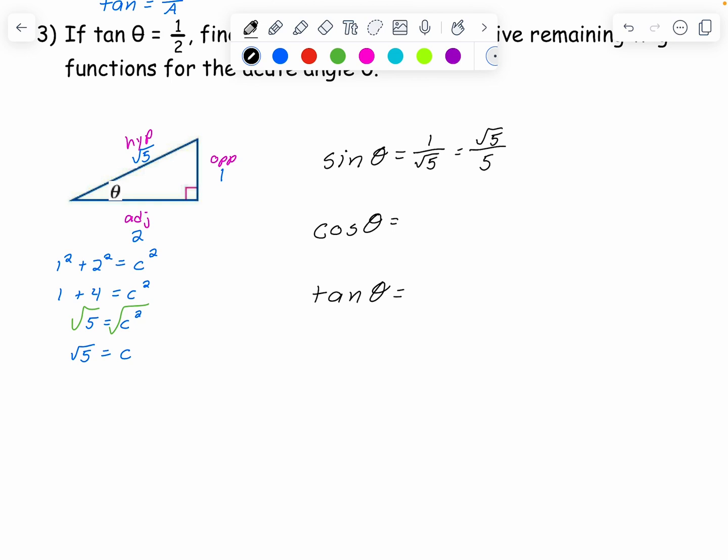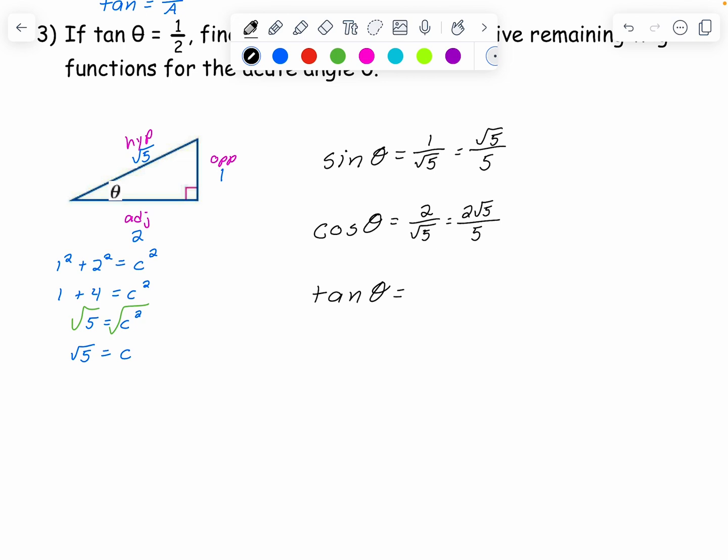Then for cosine, that is adjacent over hypotenuse. So our adjacent is 2. That goes over our hypotenuse, which is square root of 5. So again, we have to rationalize that denominator. So you multiply both top and bottom by the square root of 5. And that gives us 2 square root of 5 over regular 5.